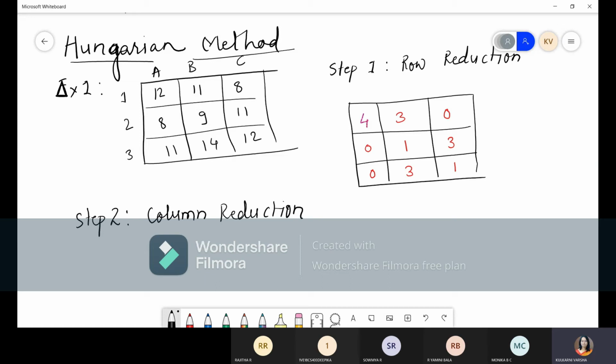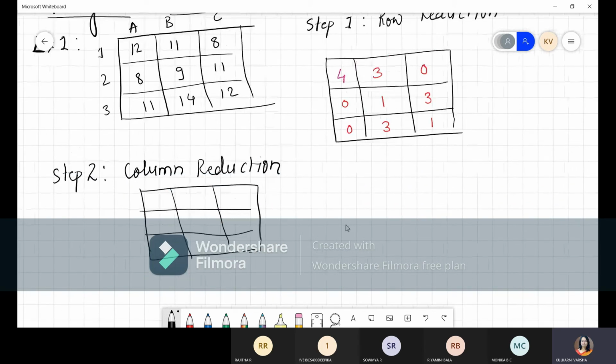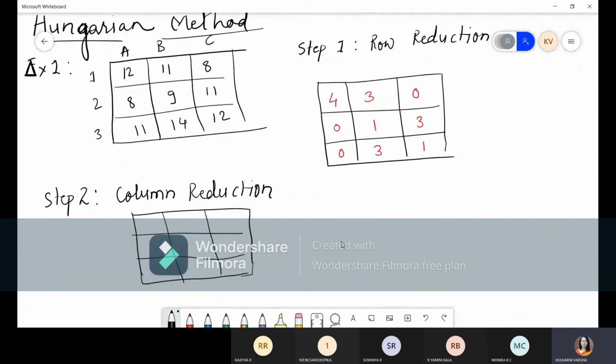When we do this column reduction, we will not do it on the original matrix. We will do it on the previous matrix. See, this is the original matrix. On this original matrix, we have done row reduction and got this matrix. Now, using this matrix, we will do column reduction.